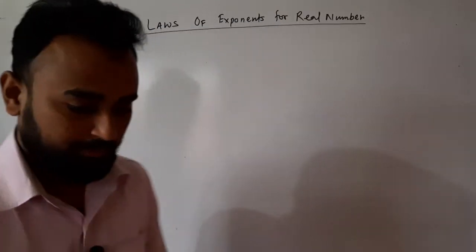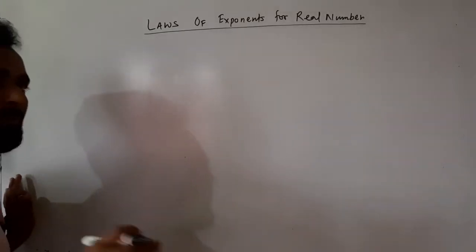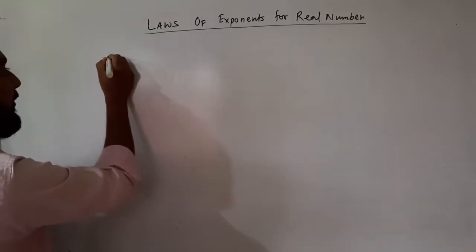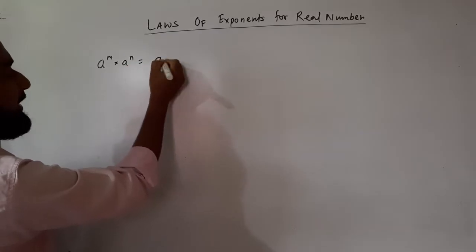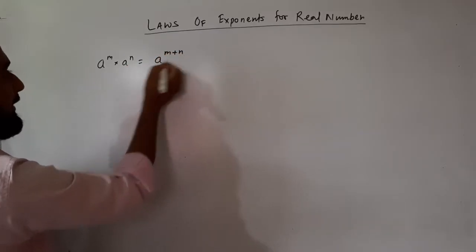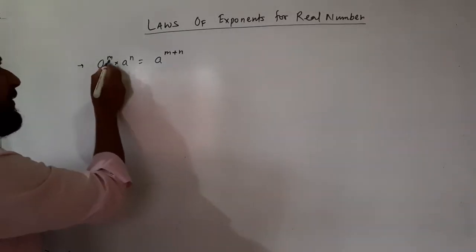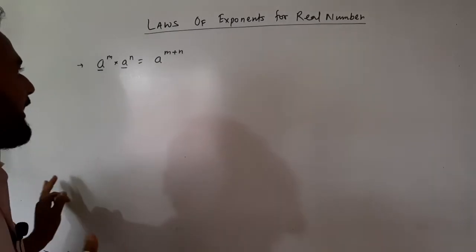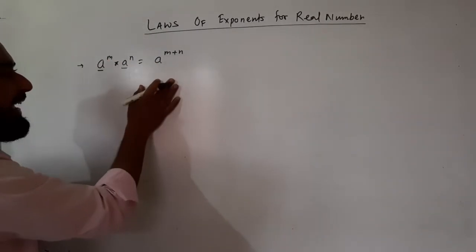See, here you have a few laws you have to keep in your mind properly. First, a to the power m into a to the power n gives you a to the power m plus n. Whenever you have a to the power m, the base is the same, the base is equal. अगर base same होगा और दोनों के बीच relation product का होगा तो power will be added.